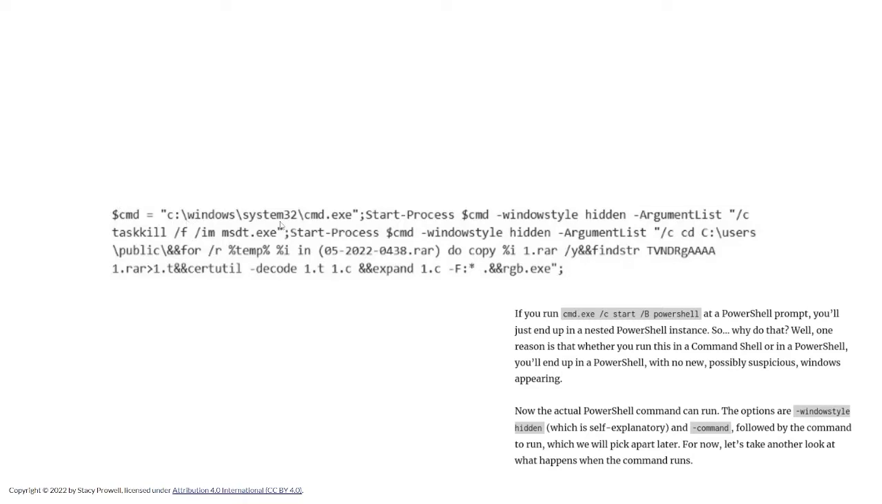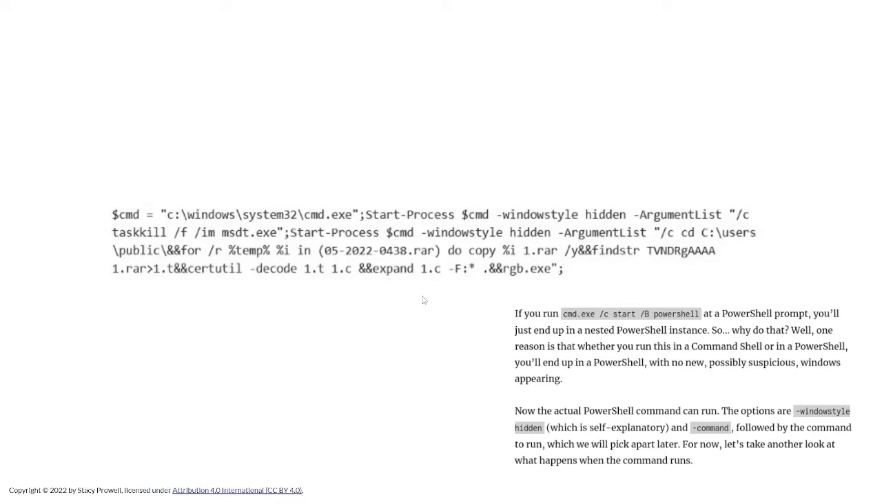Command equal, command exe, start process, command, which would be this, command exe. Window style is hidden. That seems interesting. What is that about? We'll come to it in a minute. Argument list, taskkill, MSDT, start process, window style hidden, and so on and so on. There we go.